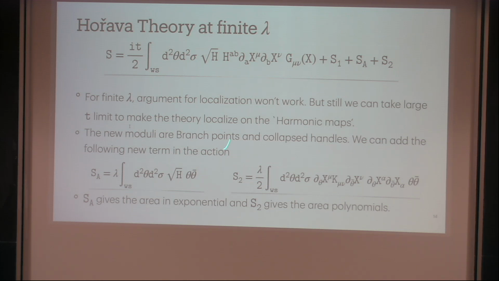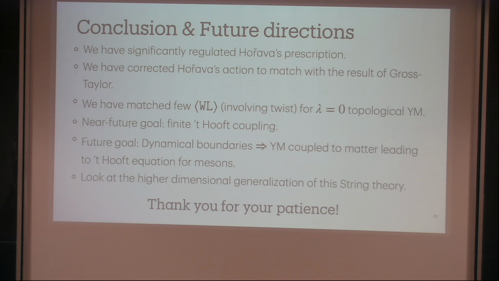The new moduli are branch points and the collapsed handles. And using this action, this is a proposal. We didn't finish the calculation. It's ongoing work, and we hope to get the result from this. This is the conclusion. These are the things we tried, and in the near future we want to finish this finite lambda coupling case, and the future goal is to add the dynamical boundaries or to look at the higher dimensional effect of this string theory. Yeah, thank you.